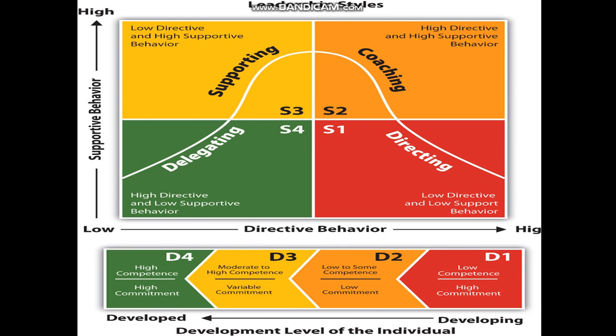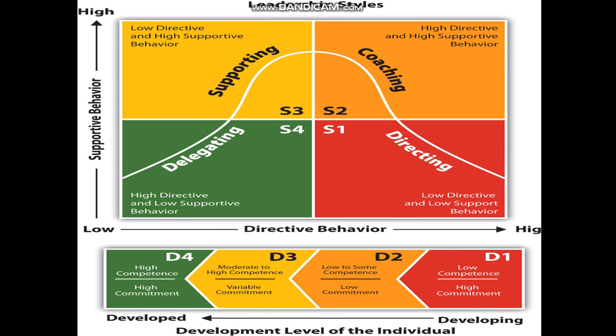In S1 leadership style, that is directing, there is one mistake. They are written low directive. Instead of low directive, you should write high directive. You can see that arrow is high. It is high directive. Then one more correction.